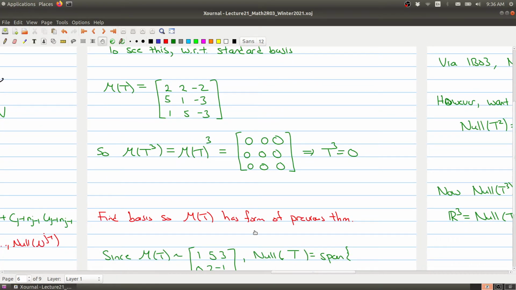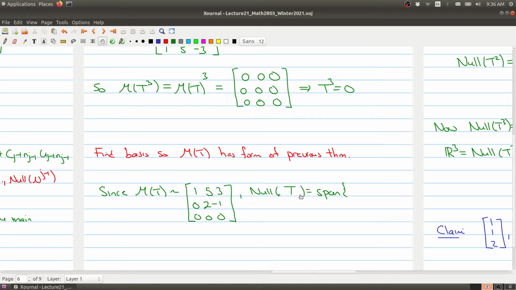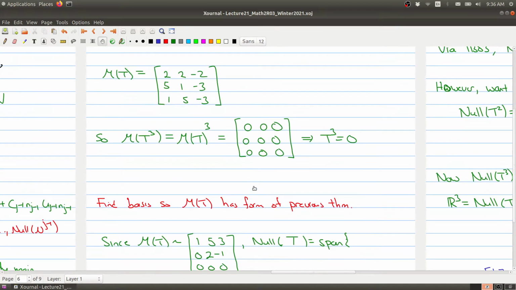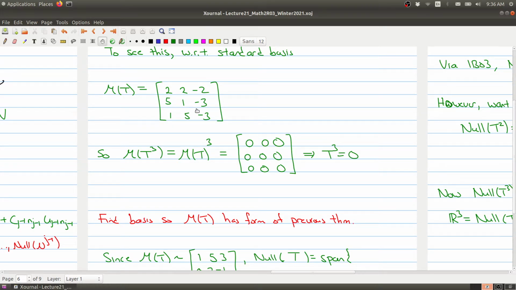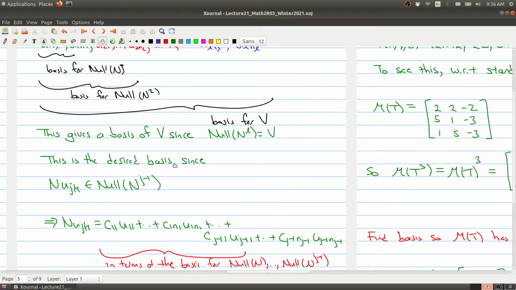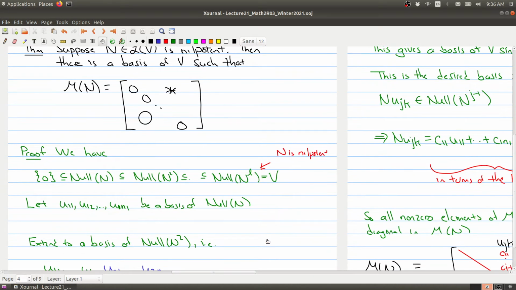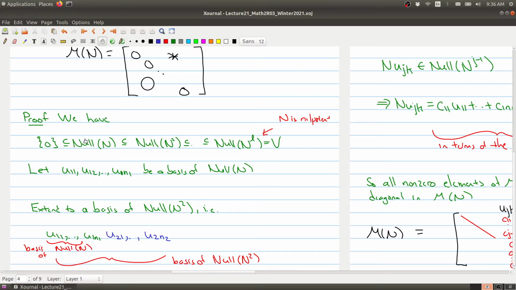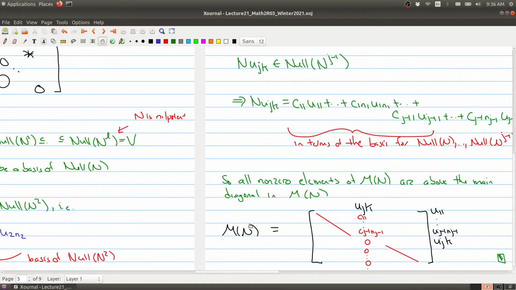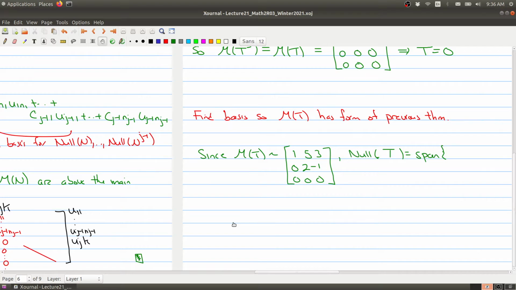But now let's say we wanted to use the previous result. We want to find a basis so that the matrix has the form of the previous theorem. This matrix clearly doesn't have zeros on the lower left-hand side. So how should we do that? Believe it or not, embedded in this proof is really an algorithm to find the basis. You find the dimension of the null space of N, then extend it to the null space of N squared, and so on. So first we need to find all of these spaces.